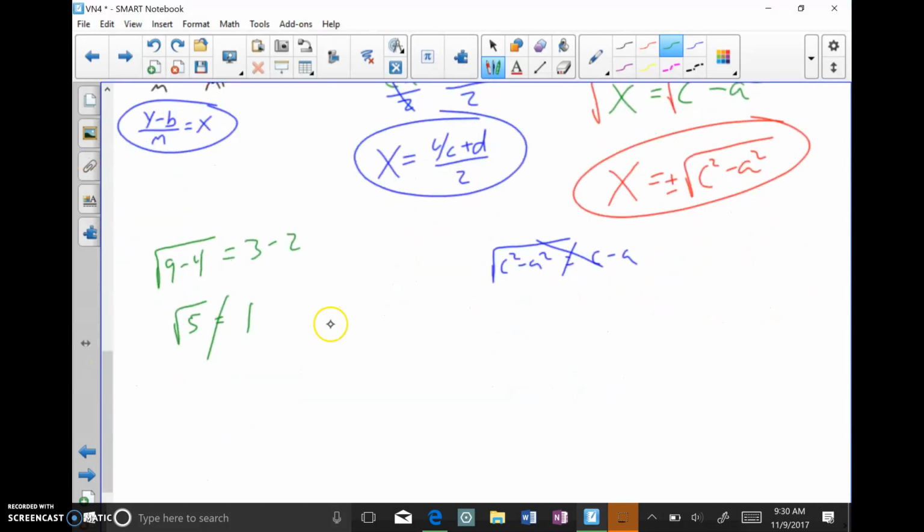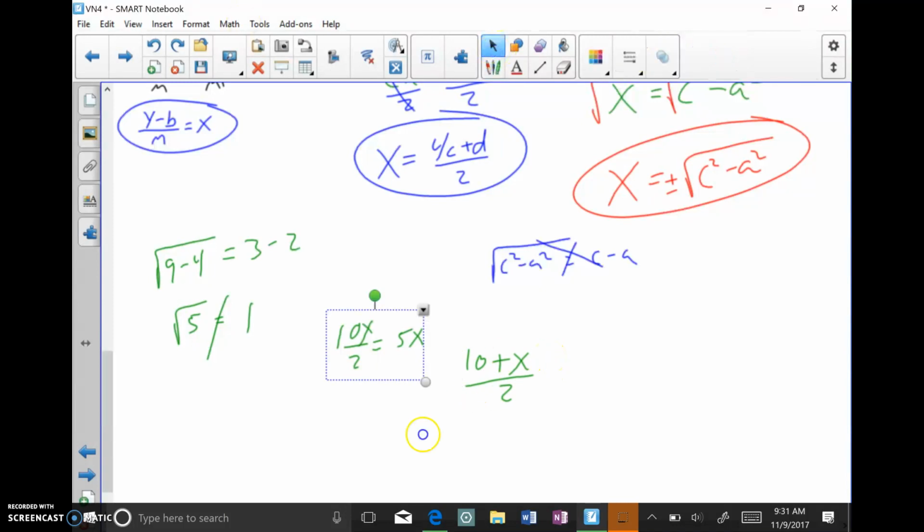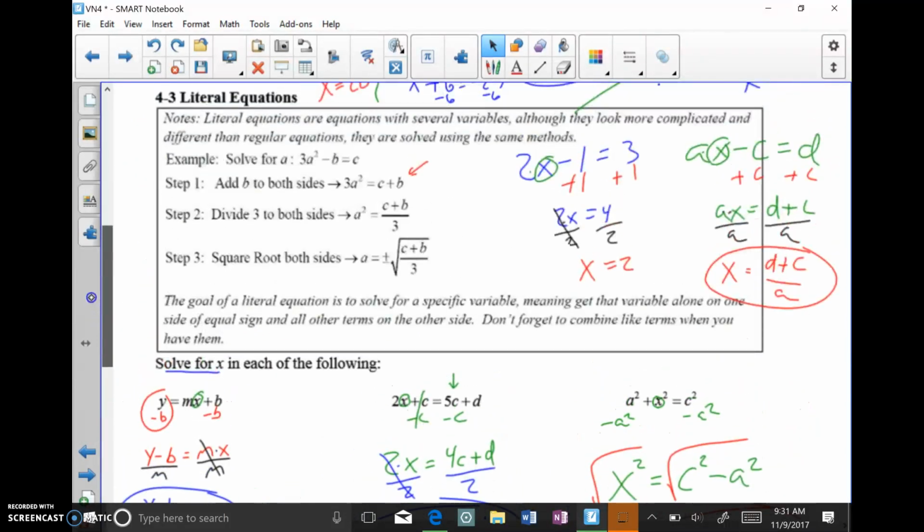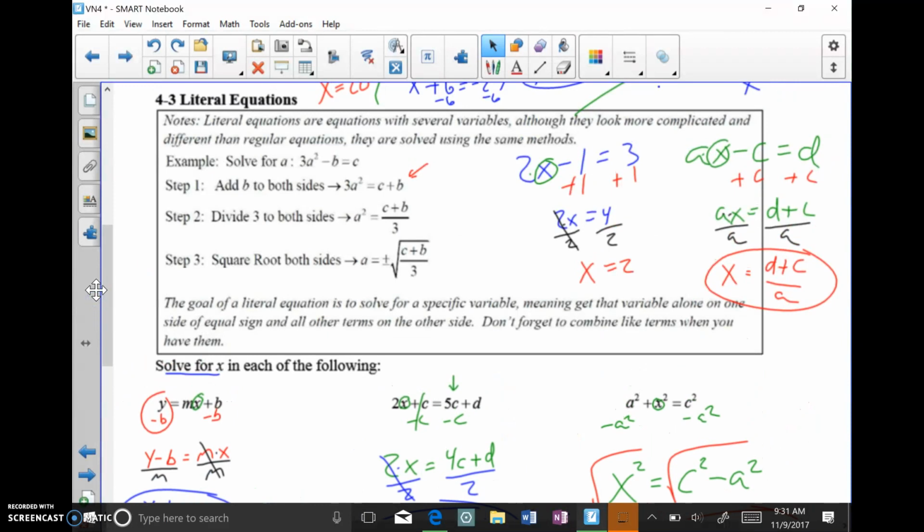It's very similar to how if you have 10x divided by 2, you can make it 5x. But if you have 10 plus x divided by 2, you can't divide both these things by 2, so it kind of just stays that. I mean, you could separate them to each be over 2, but again, a topic for another day. So in this case, the answer stays plus or minus the square root of c squared minus a squared. So literal equations are really just solving equations like we were doing this whole time, except instead of adding 1 and dividing 2, you might be adding c and dividing a, and that type of stuff.